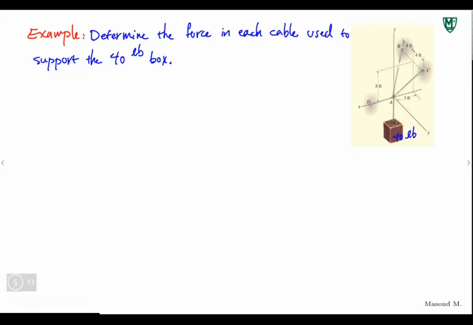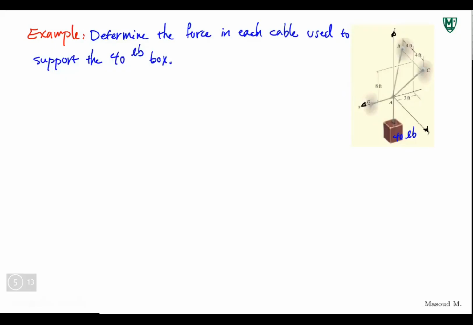So where do I start? Before I even get to details, this time we are not given any information about angles that these cables are creating with different axes. I'm told that this is X axis, this is Y axis, and this is Z axis. They already gave me the axes, but no information about what angles these cables are forming with these axes. But one thing I do have is I can find the coordinate of each point.